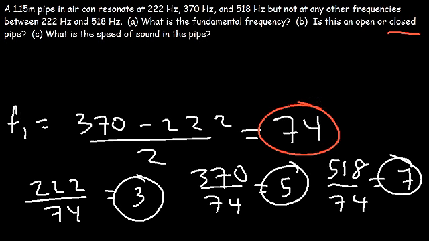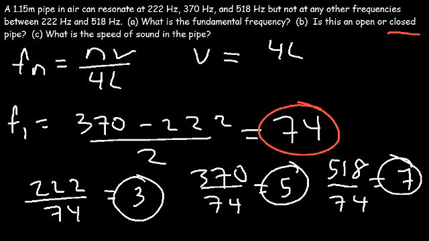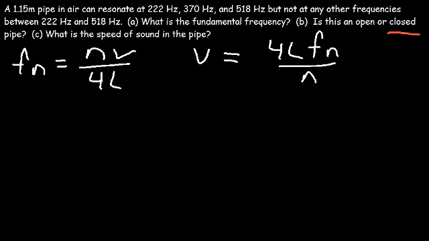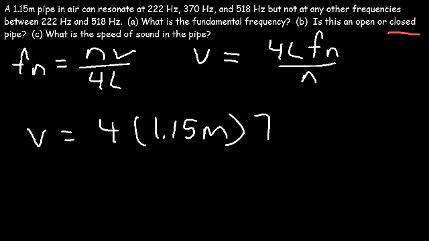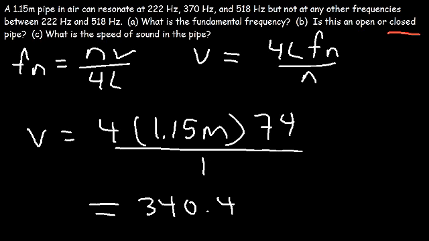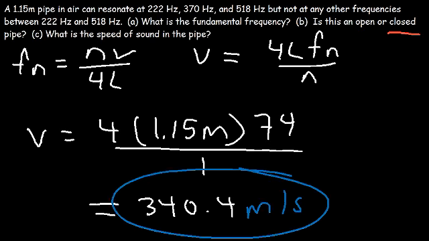So now that we know we have a closed pipe, we can use this equation to calculate the speed. So solving for V, it's going to be 4L times the frequency divided by N. So let's use the fundamental frequency of 74. So it's 4 times the length of the pipe, which is 1.15 meters, times the fundamental frequency, where N is 1 in that case. So if we multiply these three numbers, we should get 340.4 meters per second. So that's the speed of sound in this pipe.